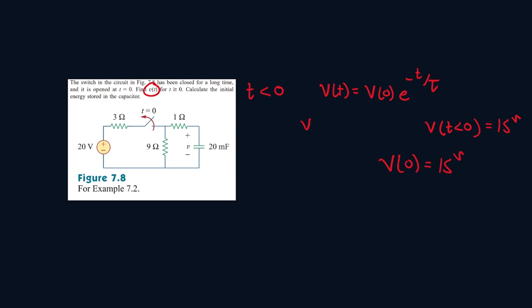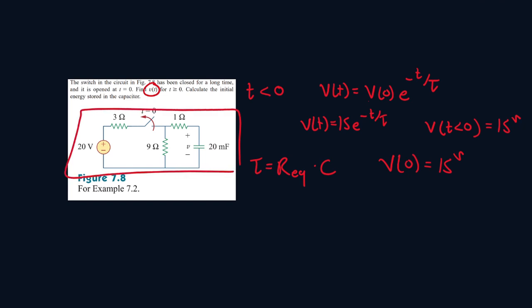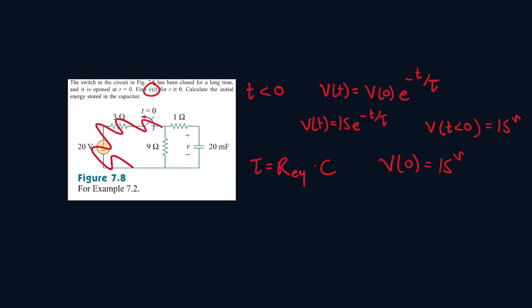So this one will be V(t) equals 15 e to the power of minus t over the time constant. Now the time constant is what we need to find. The time constant is R equivalent times the capacitor value. So now we're focusing on this circuit. When t is equal to 0, this is open, so that means there's no current passing through here. So we can just ignore this portion of the circuit and redraw it like this.